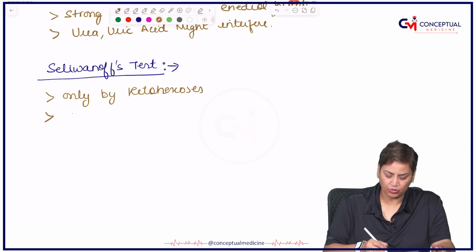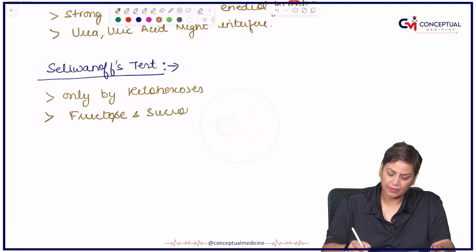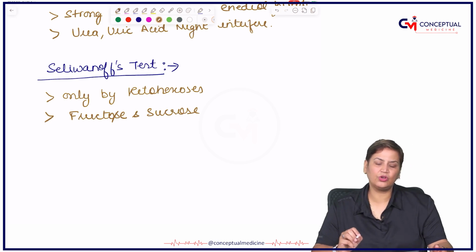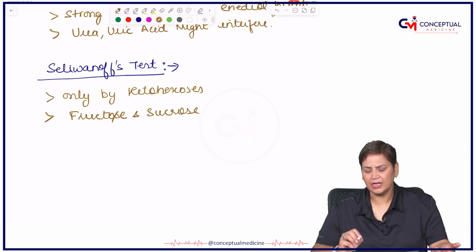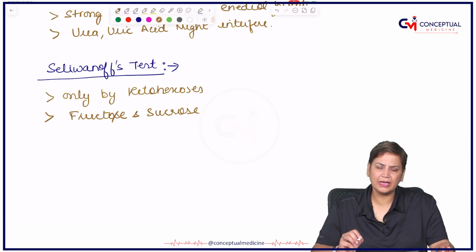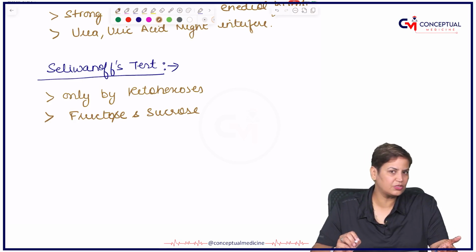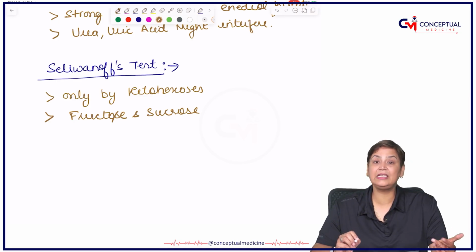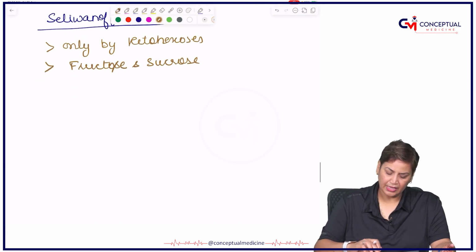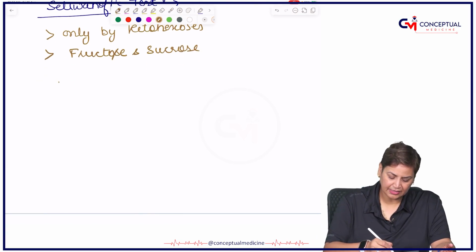Examples are fructose and sucrose. Now, why sucrose? Because if we heat sucrose, it will be converted into fructose and glucose. And I have discussed in my video on chemistry of carbohydrates that sucrose is known as an invert sugar because it appears to be dextrorotatory, but it is levorotatory because of the more levorotatory power of fructose.